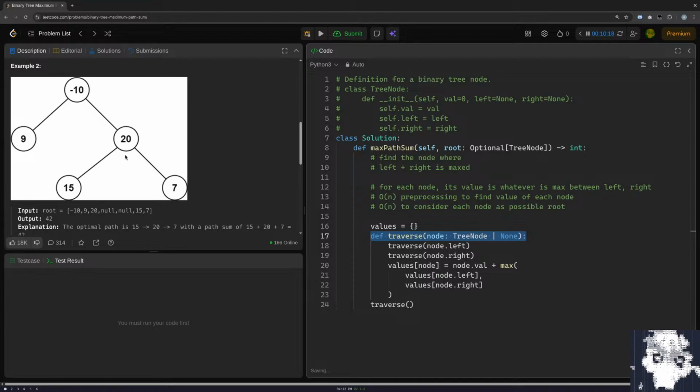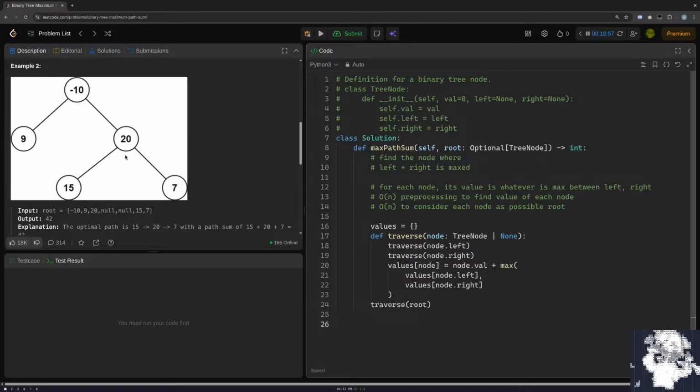So technically, the tree traversal makes this use more space than we want, or than O(1). So the tree traversal makes us use O(N) space. I think you could probably redo this in a non-recursive way. I'm not sure, but let's not care about that. Traverse root. Okay, so now we've got all the values.